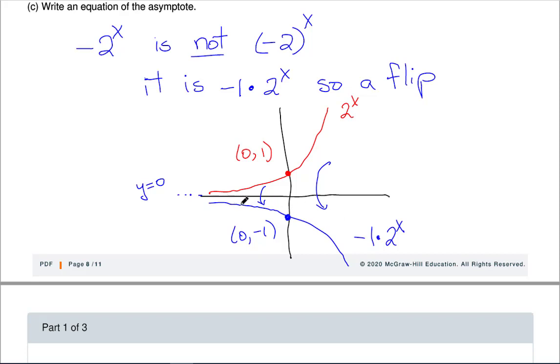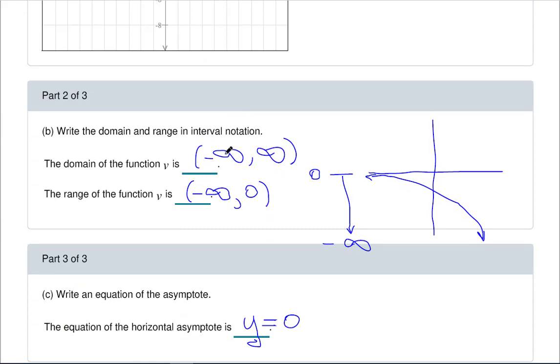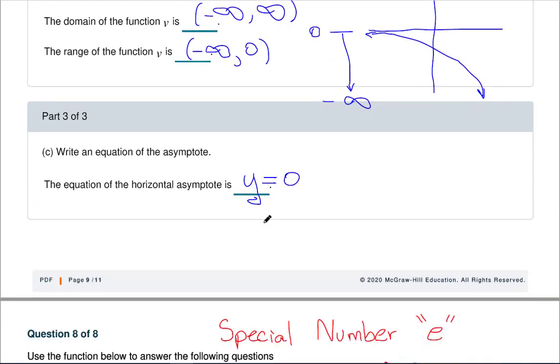Domain does not change. So that's still minus infinity to infinity. The range does, though. Since it's flipped over, the highest it ever gets but never touches is 0, and it goes down forever. So minus infinity to 0.